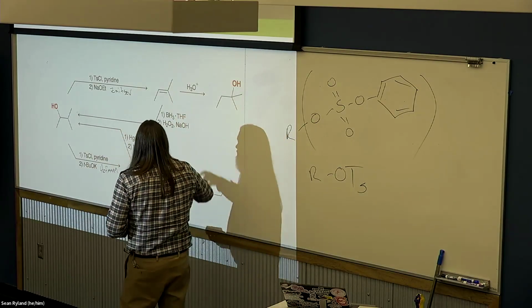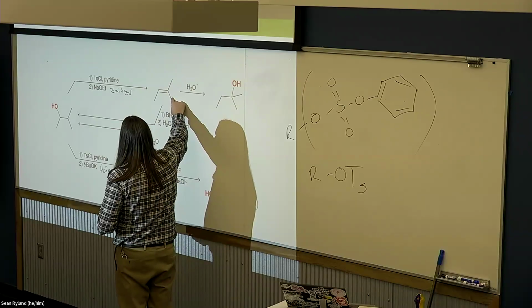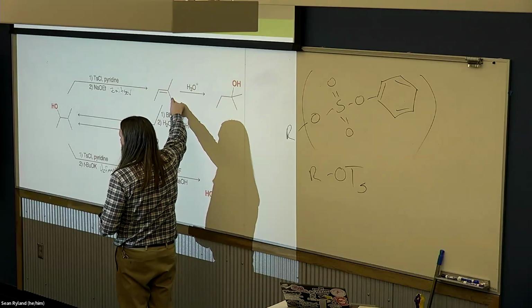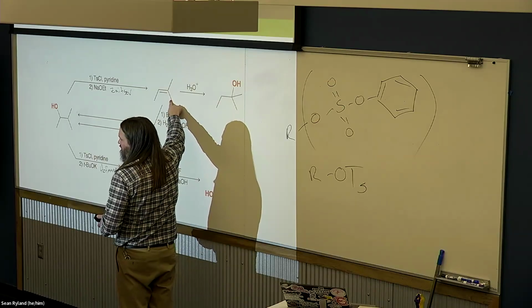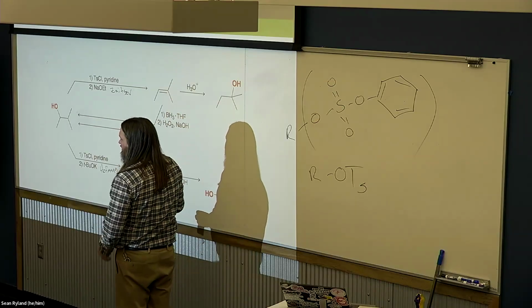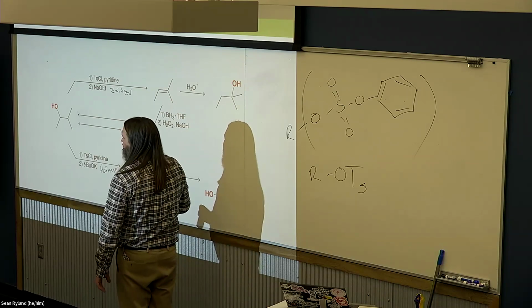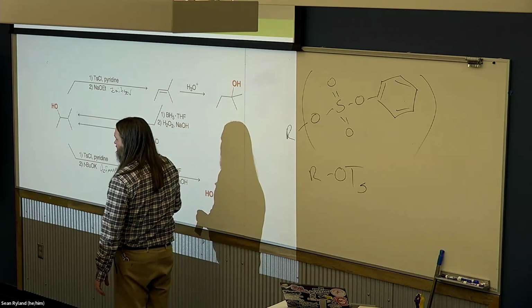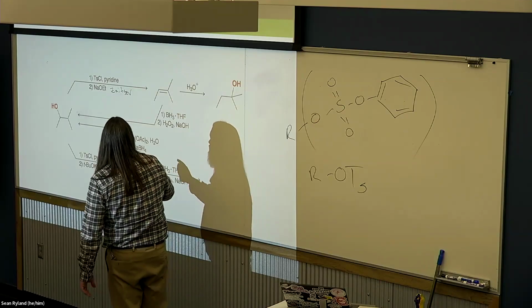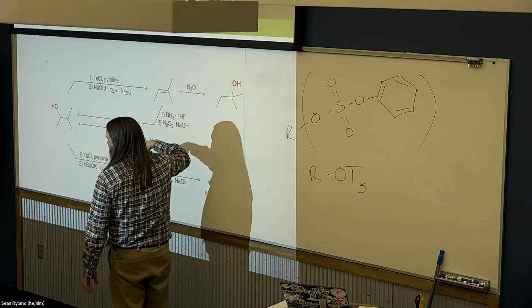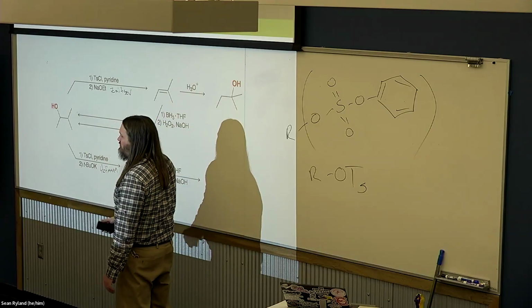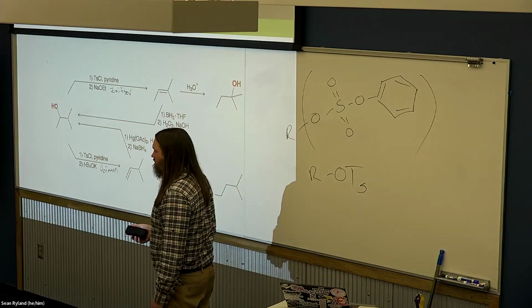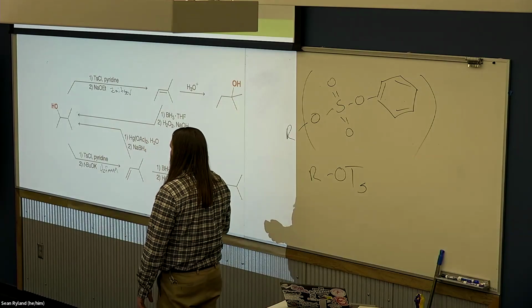Once we get to an alkene, we have Markovnikov and anti-Markovnikov hydration reactions, right? So we wanted to put the oxygen back on, but in a different spot. Once we get to the alkene, we just do a hydration reaction.